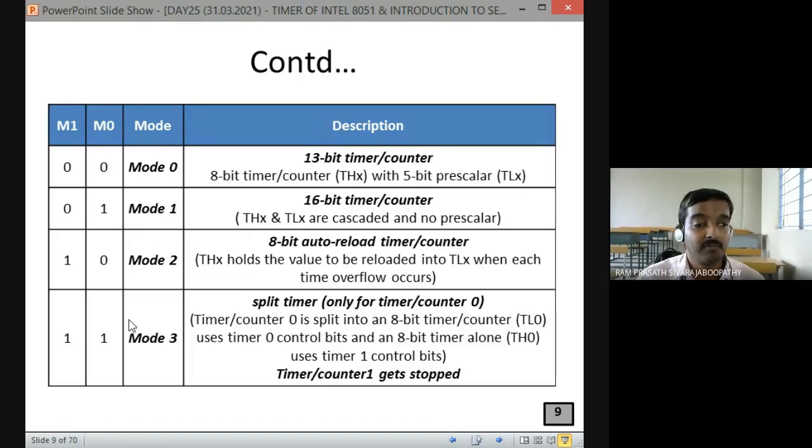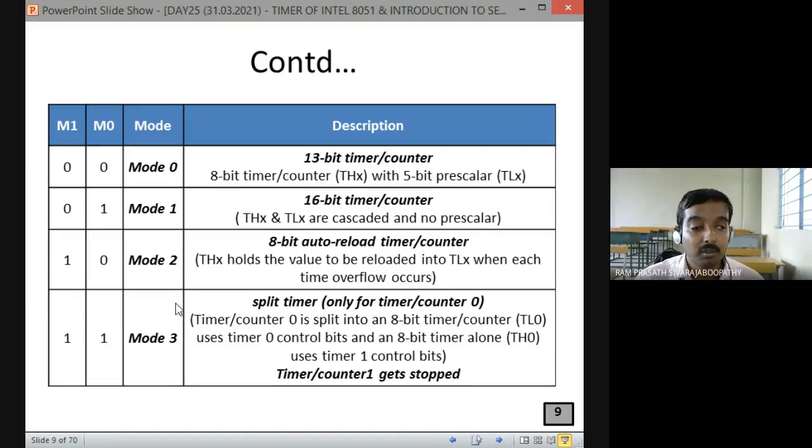Then regarding mode 1, it is a 16-bit timer/counter. That means the entire 16-bit count register is used for counting. How is the 16-bit formed? TH and TL are combined together and cascaded. No prescaler here. That means when the entire 16 bits change from all ones, FFFFH, to 0000H, you will have a timer overflow.